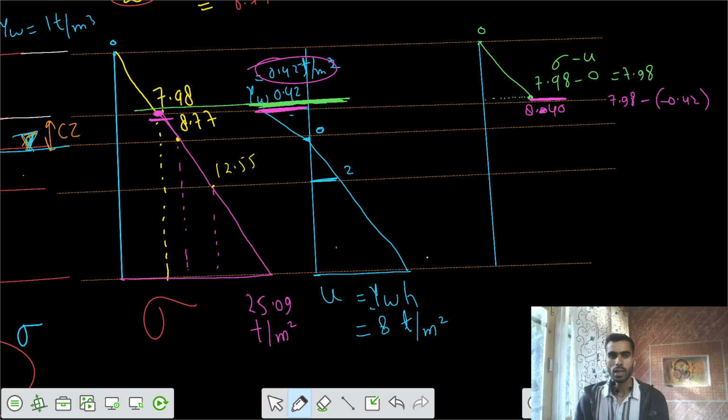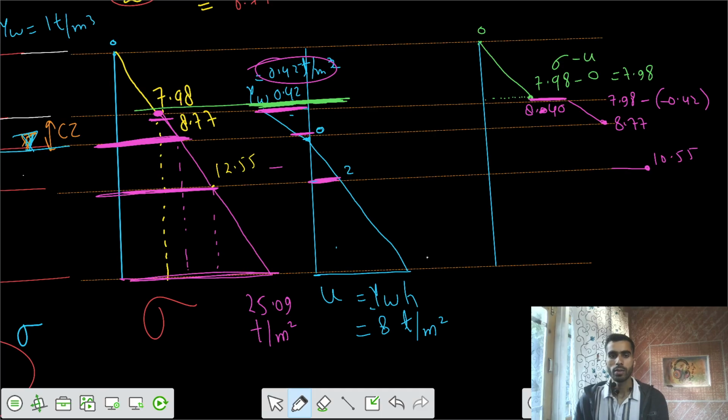And after that, at this location, your total stress is 8.7. Then you have to subtract that 0. So the final value is 8.77. After that, at this location, we have 12.55 minus 2. What is that? Is that 10.55? So there's some value, 10.55.